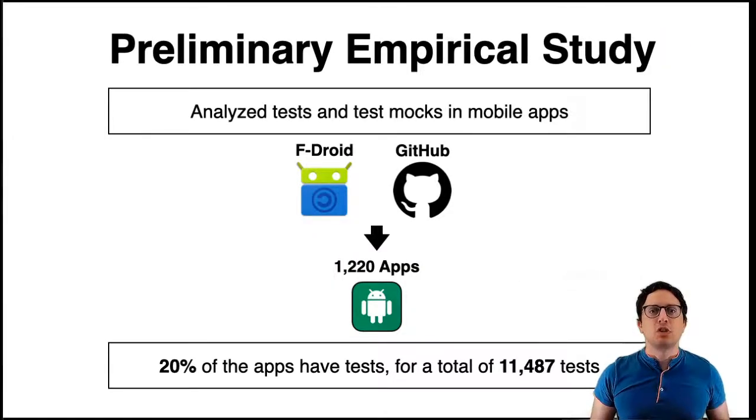To assess the potential usefulness of our framework, we conducted a preliminary study in which we investigated how developers use test mocks when testing their apps. In the study, we analyzed the tests of the apps that are both on F-Droid and GitHub, and we found more than 1,000 of such apps. We first looked at how many apps have tests, and we found that 20% of the apps have tests, and the total number of tests is above 11,000. This number gives us some initial evidence that it's possible to use tests of other apps to generate test mocks.